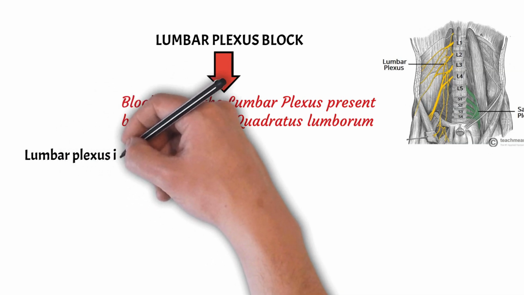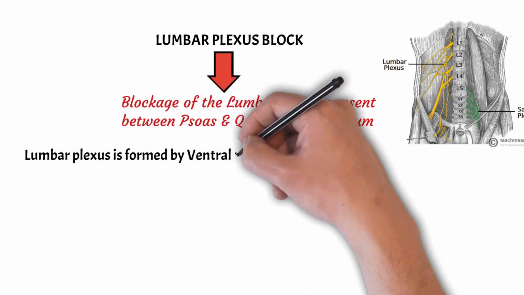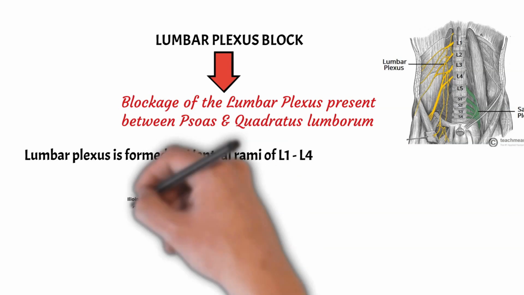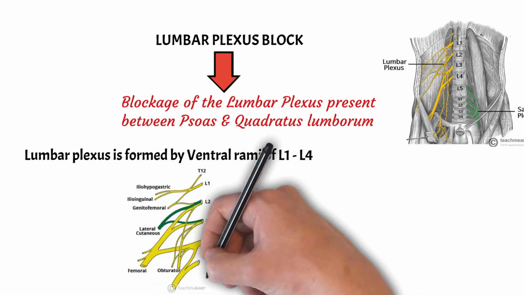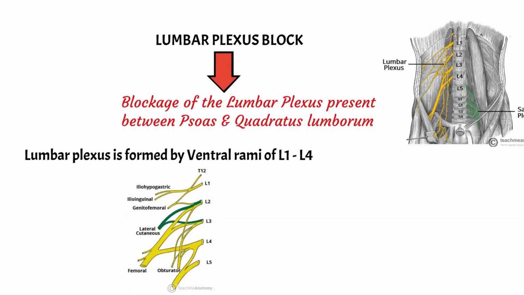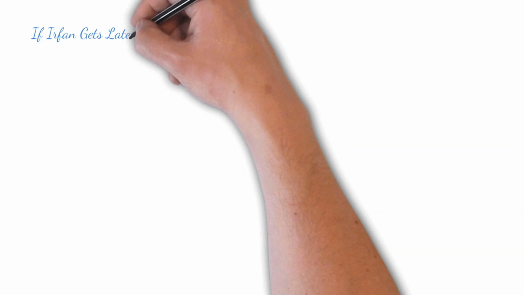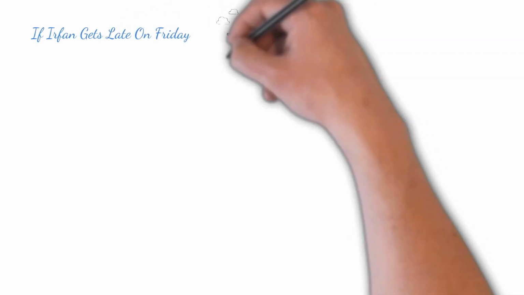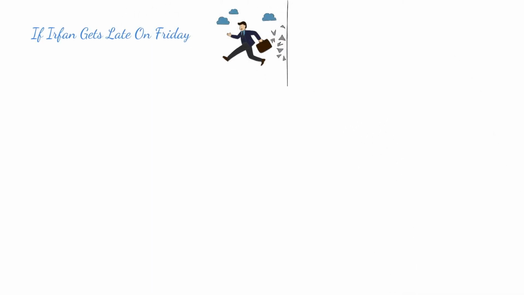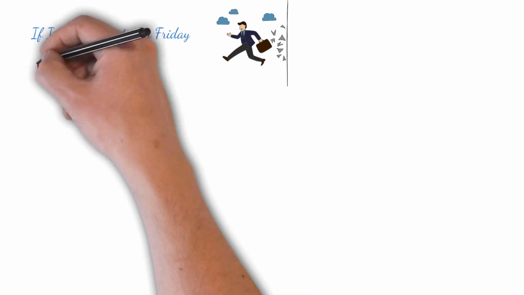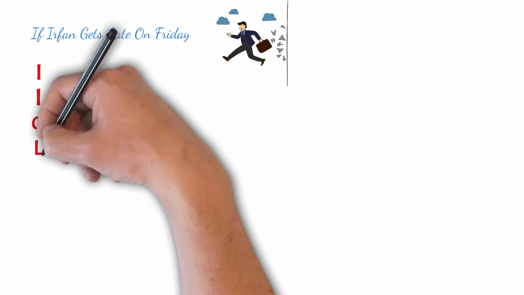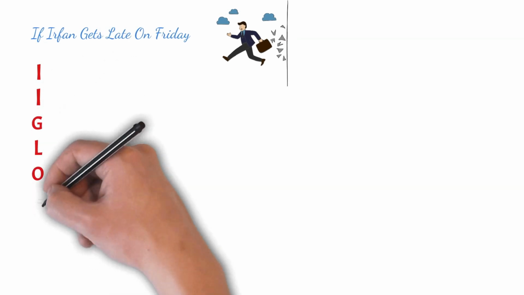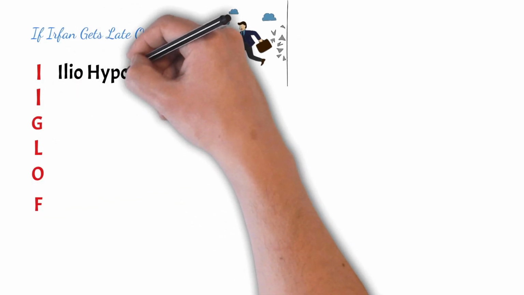You must be familiar that the lumbar plexus is formed by the ventral rami of L1 to L4 nerves. So this is a diagram showing the lumbar plexus and how it is formed by the ventral rami of L1 to L4. Now let me make a mnemonic to help you understand this. The mnemonic is, "If Irfan gets late on Friday." This is a guy named Irfan who gets late on Friday. So this is a mnemonic to remember the names of the nerves formed by the lumbar plexus.